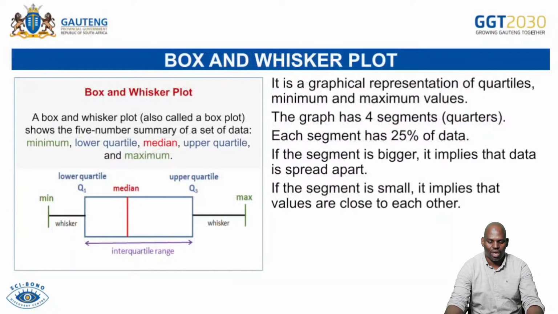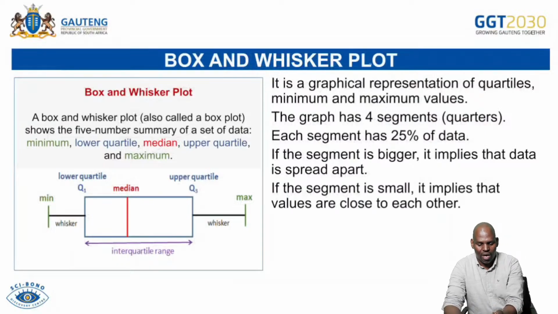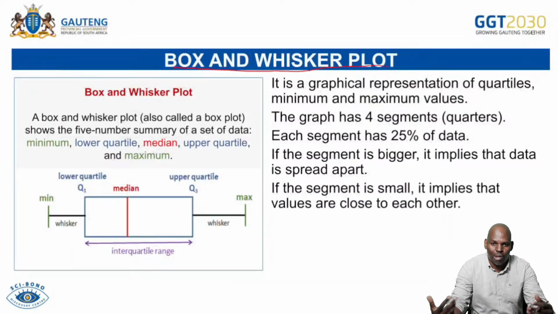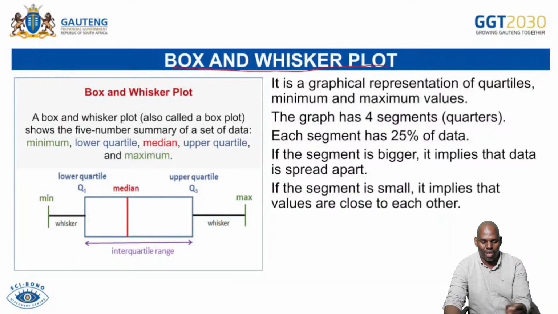And then of course, the new one in grade 12, box and whisker. Okay, I know you know the picture, but you must also be able to explain it using your own words. In simple terms, they say it is a graphical representation of quartiles, minimum and maximum values.